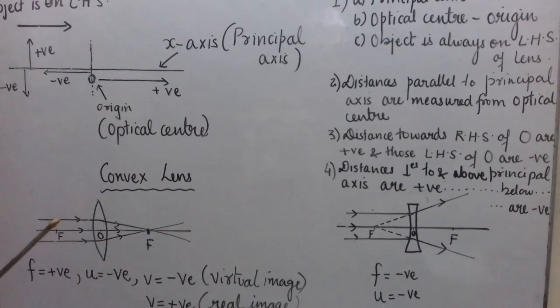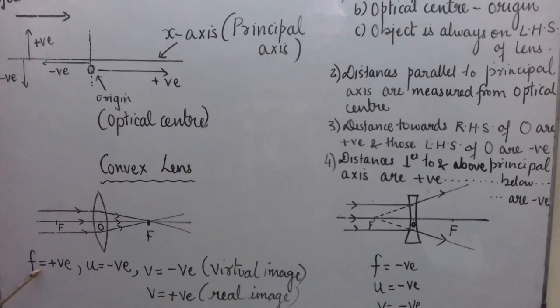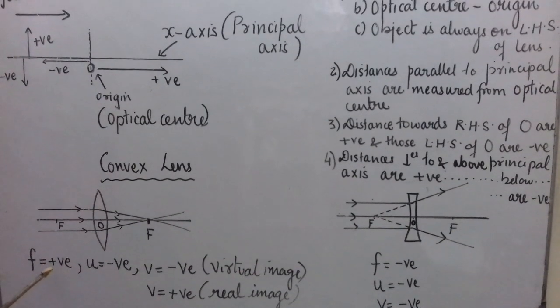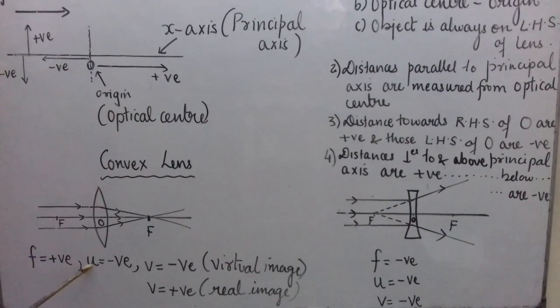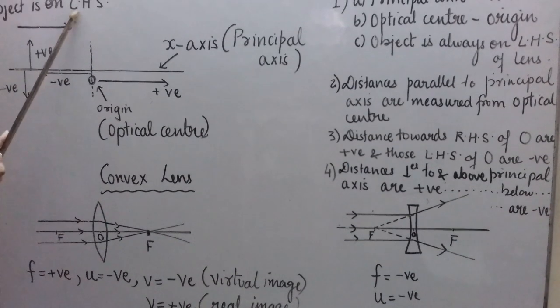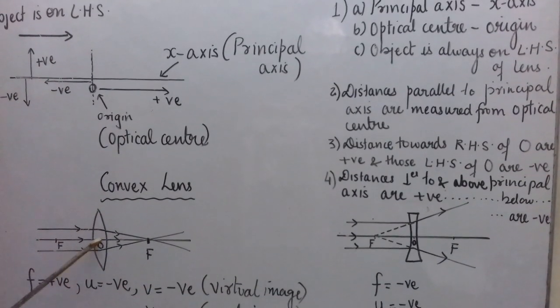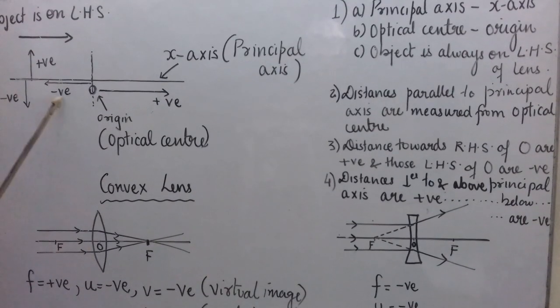So you can always remember for convex lens, what is the focal length, positive or negative? What is its sign? Always positive. u is the object distance, distance between object and the lens or optical center of the lens. We know object is always on the left hand side, so distance of object from the lens will be always negative as per our convention.